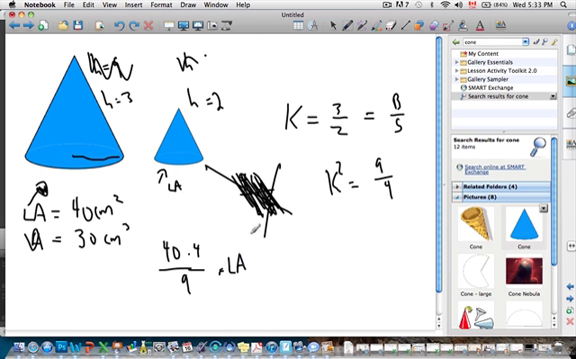And for your volume, you use k cubed, which would be 3 cubed, which is 27, over 2 cubed, 8. And now you would divide 30 by 27 over 8, which is like multiplying by 8 over 27. It's like you're flipping it. That's what you learn in how to divide fractions. And this would be your volume. I'm sorry, I'm pretty messy in this lesson.